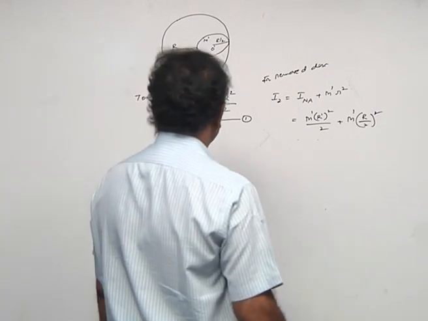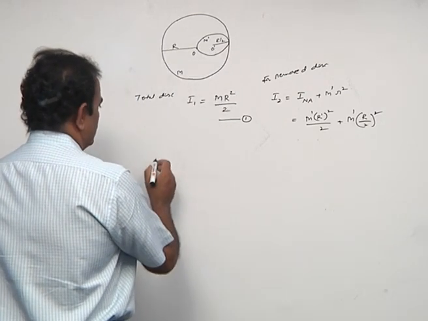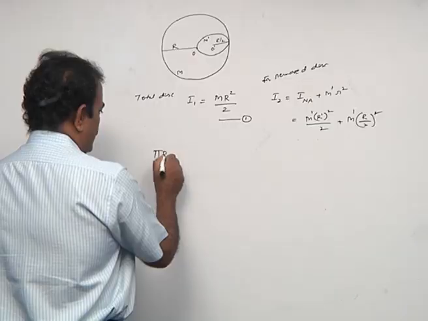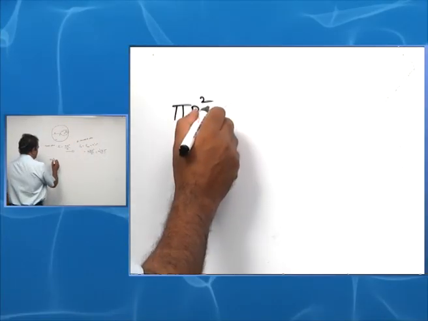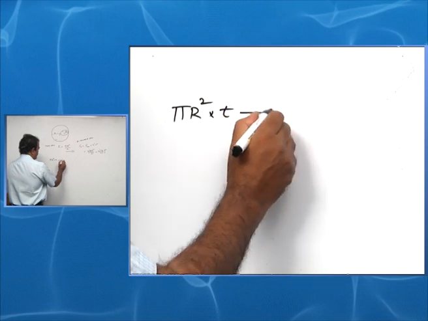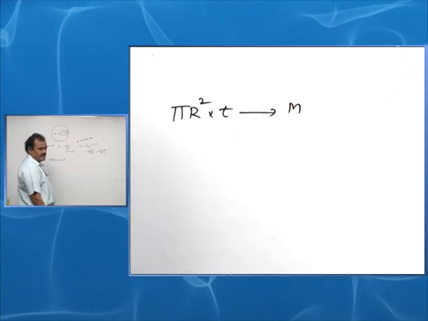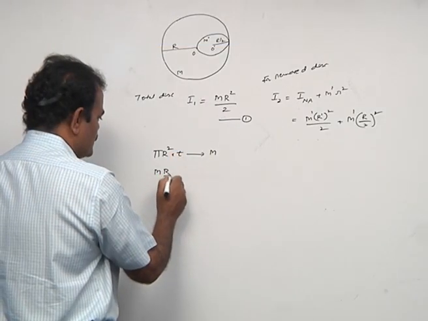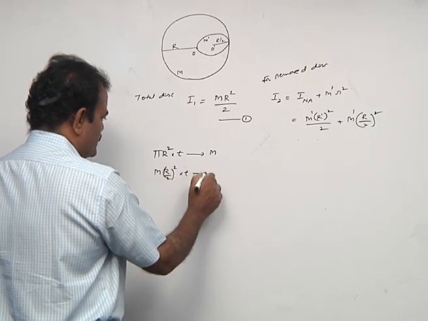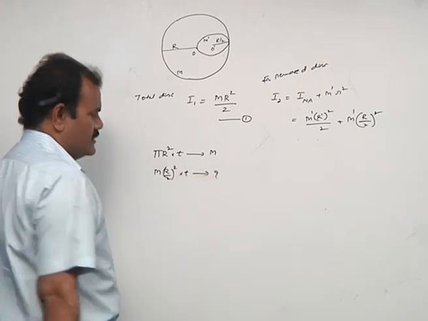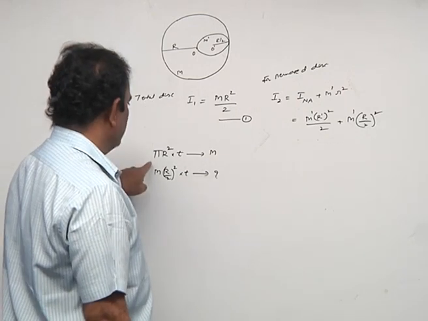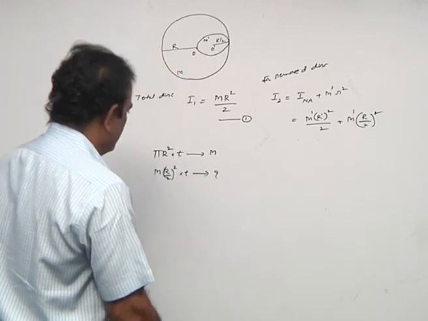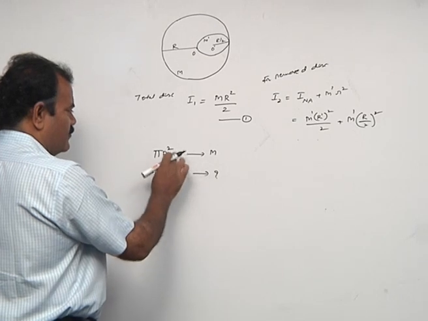How is it possible? For the complete disk it is MR². For πR², the thickness is given, and the thickness will be the same, and for that the mass is capital M. And in the second case it is π(R by 2) whole square, again with the same thickness. What will be the mass? Once again, for the first it is πR² and the thickness. The thickness is a common factor, so you can remove it.